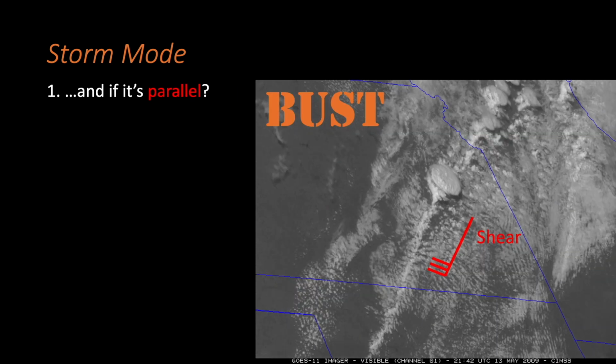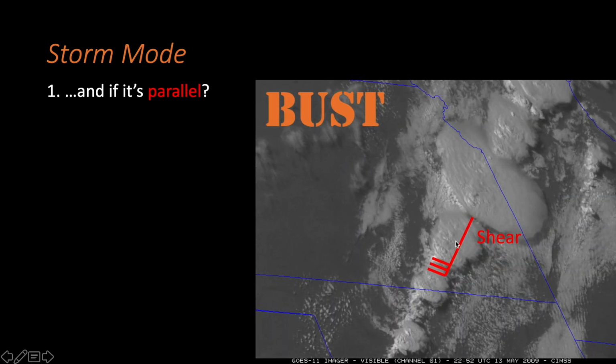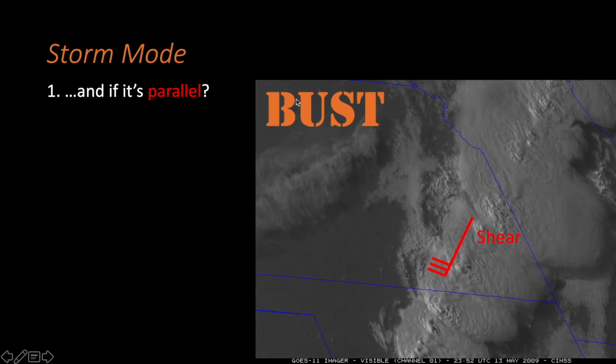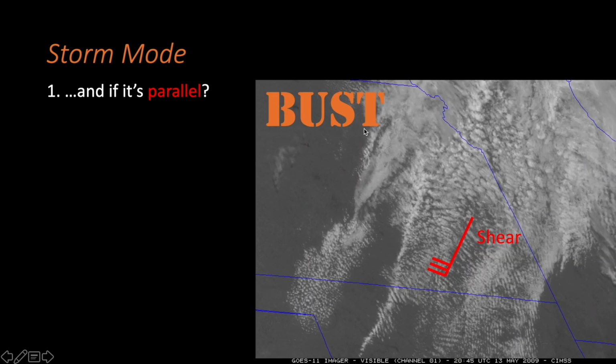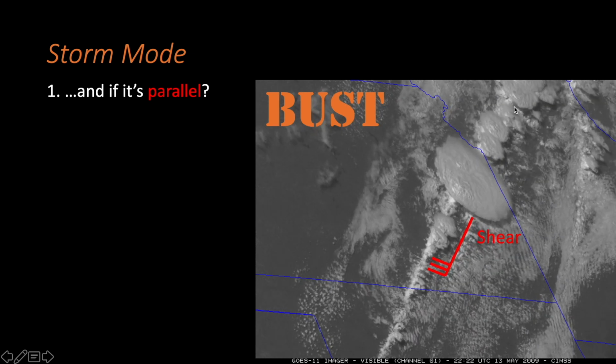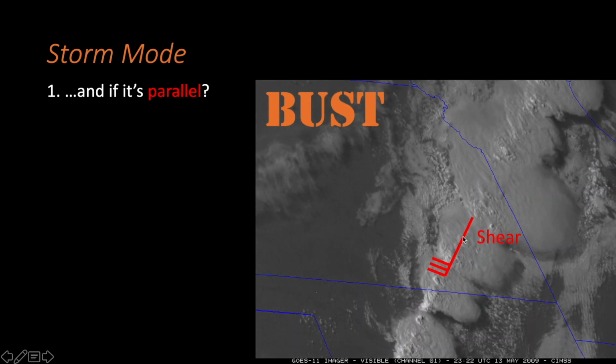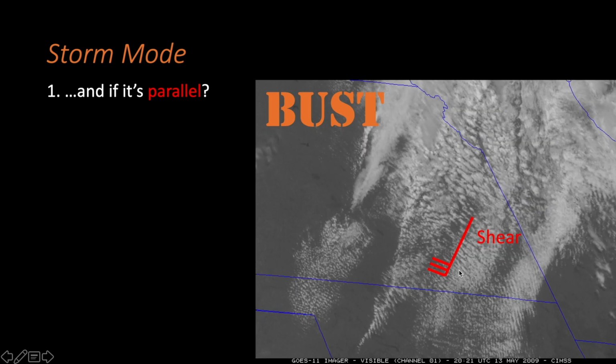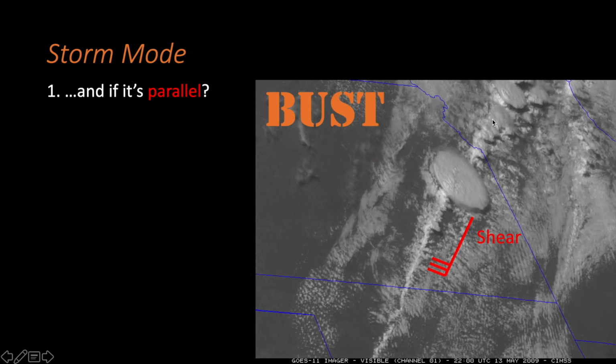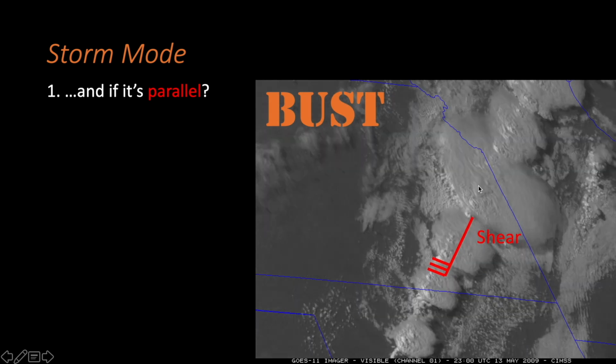However, when our shear is parallel to this boundary here, this is how you end up getting bust scenarios. And I use this word bust ironically, because in many cases this can deal a lot of significant severe weather, but it's just not exactly something chasers want to see, this massive southward zippering cauldron of convection here.